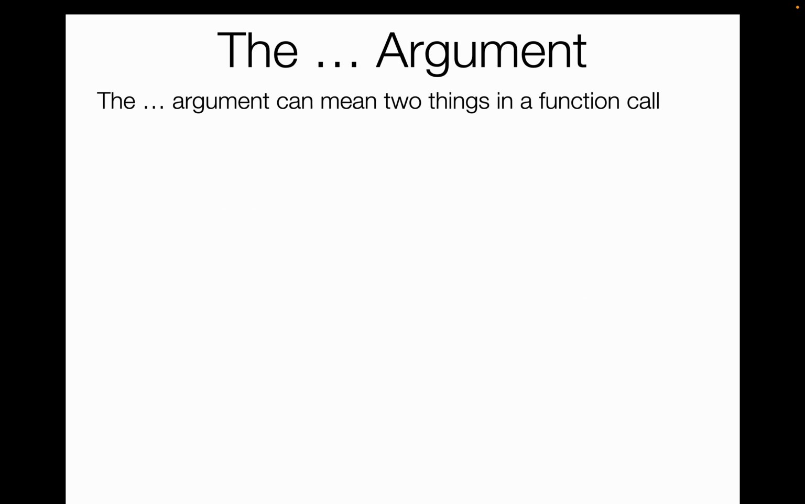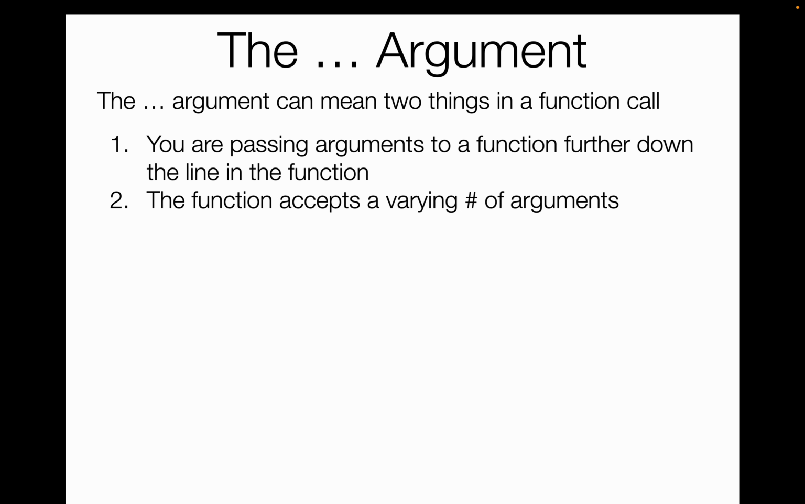Okay, now, we also have the ellipsis argument, the ... When the ellipsis argument is in a function call, you either are passing arguments to a function further down in the line of the function, or the function accepts a varying number of arguments. And there are two very different cases, but both happen. You won't have the first one happen, likely, in your tenure in Data Science 1, at least. But you will have the second one happen.